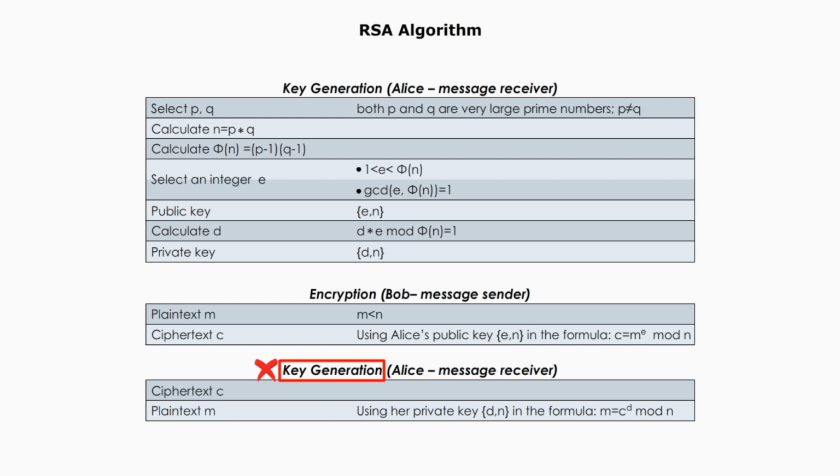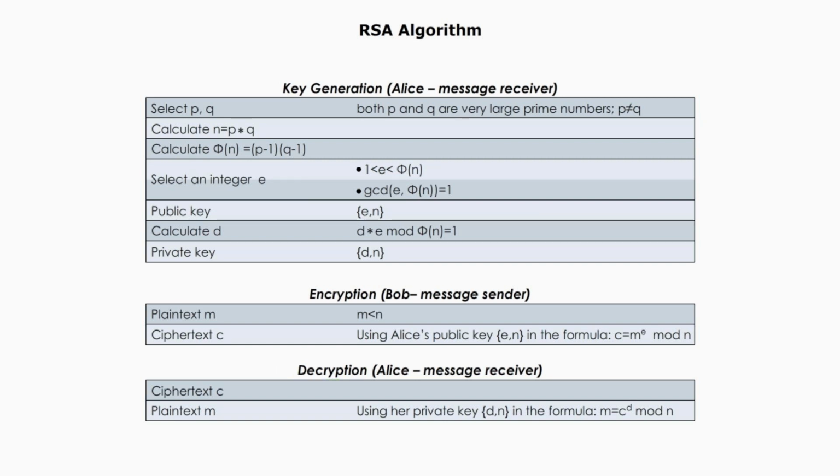First, I'd like to apologize for making a mistake in my last video. Step 3 should be decryption by Alice, the message receiver, not key generation. It is a big mistake. I apologize for causing some confusion.